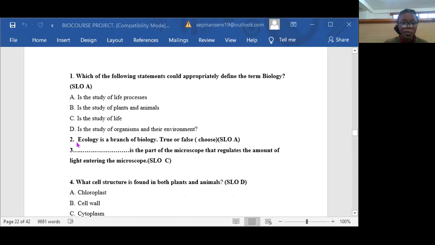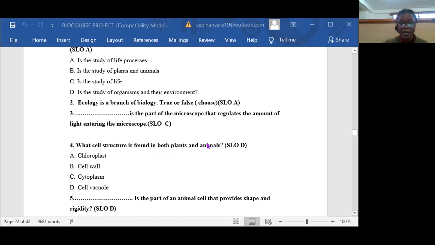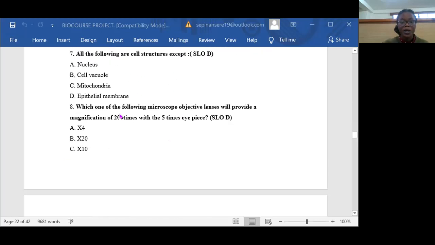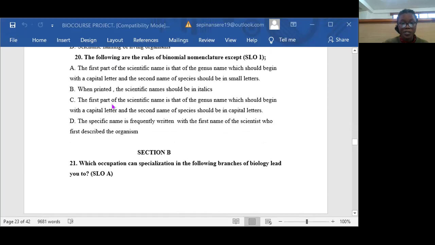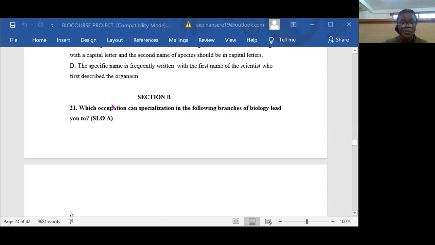And here, question number 2 shows us a sample of a true or false question, how it is supposed to be formulated. And number 3 shows us an example of a fill-in test item. Then afterwards, these are all multiple choice questions. These are all samples as you see them.